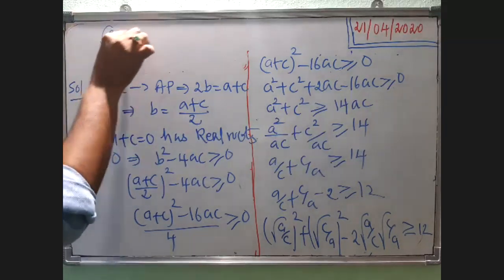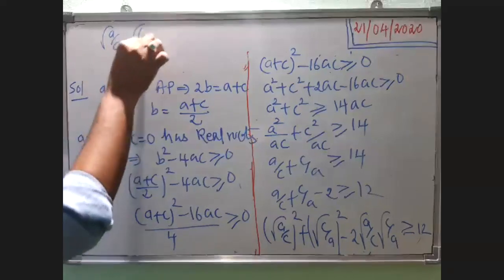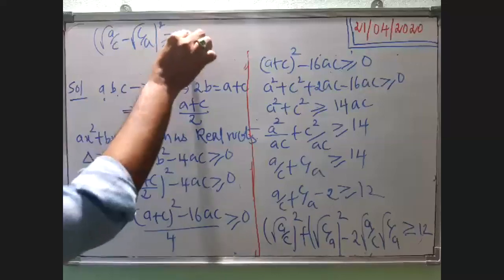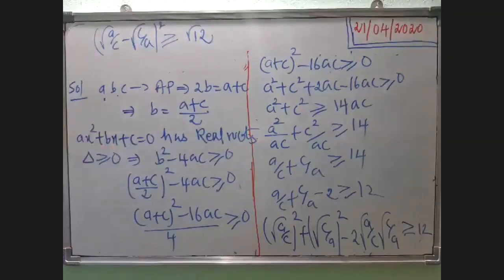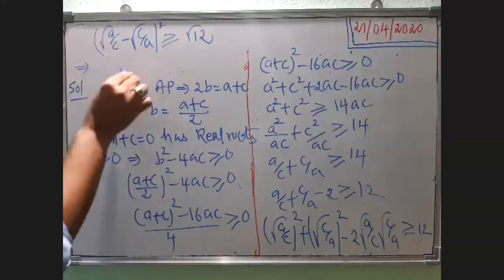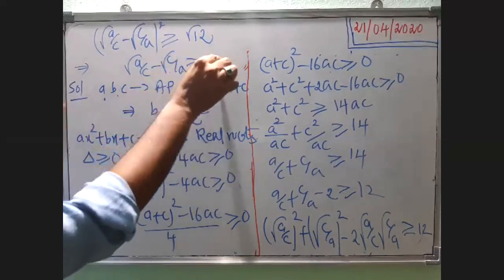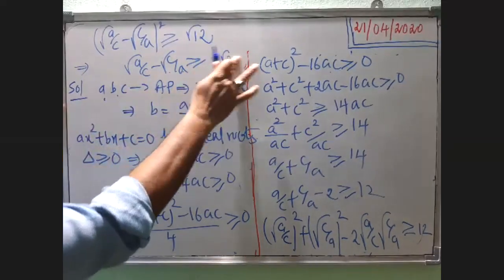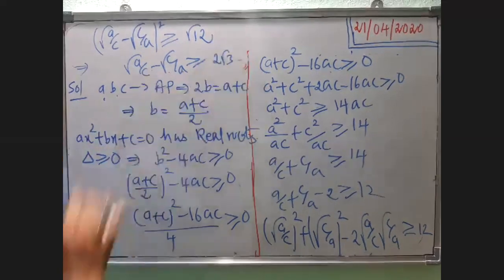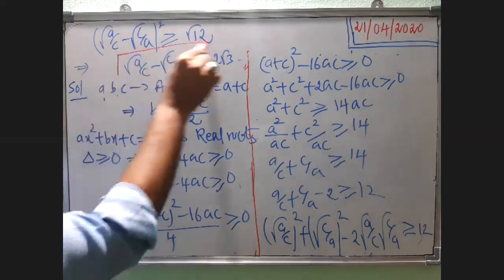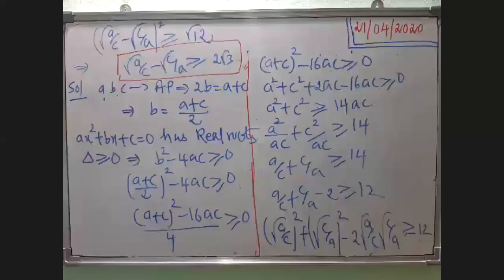root of a by c minus root of c by a whole square is greater than or equal to root 12. If I take the square root, I get root of a by c minus root of c by a greater than or equal to square root of 12, which is 2 root 3. So the minimum value of root of a by c minus root of c by a is equal to 2 root 3. This is your answer, which is option C in your Cengage material.